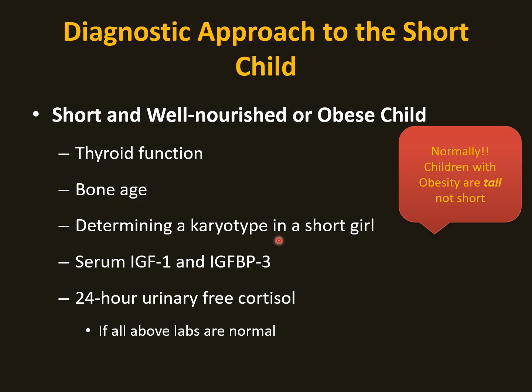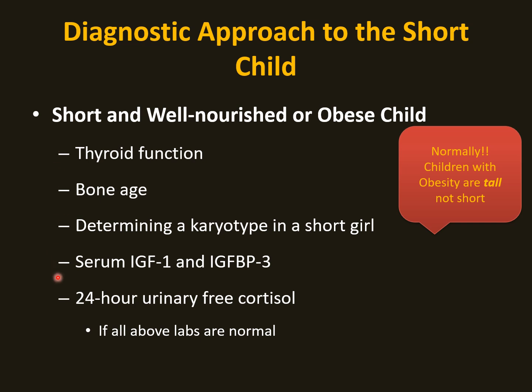Determine the karyotype in a short girl. Any short girl is Turner syndrome until otherwise proved. You investigate for growth hormone deficiency by measuring the serum insulin-like growth factor 1 and insulin-like growth factor binding protein 3. And if they are deficient, you confirm with a stimulation test for growth hormone. If the test confirms growth hormone deficiency, this is secondary to growth hormone deficiency.